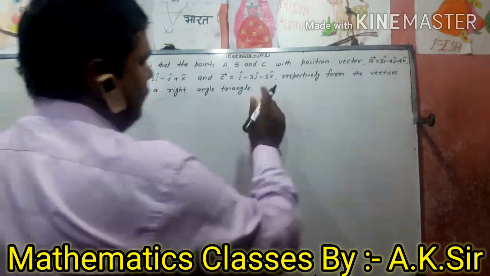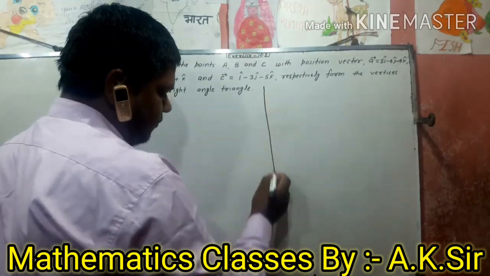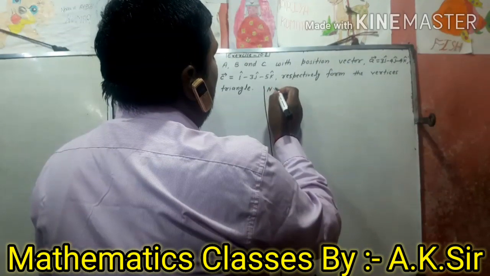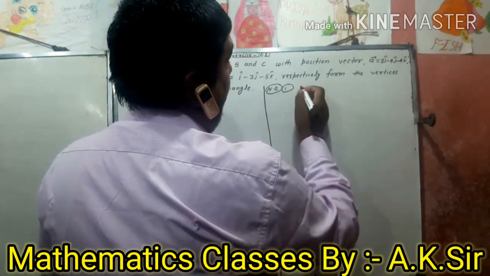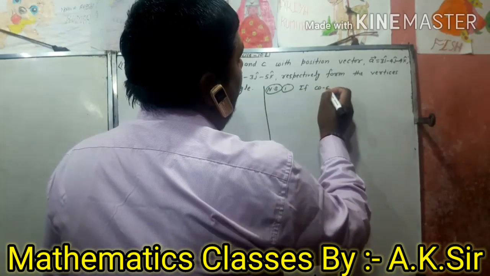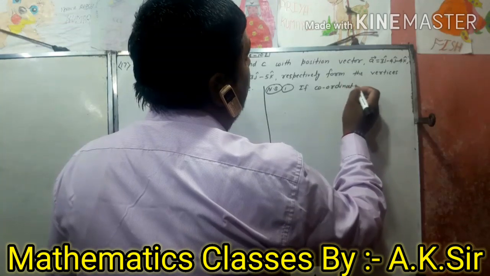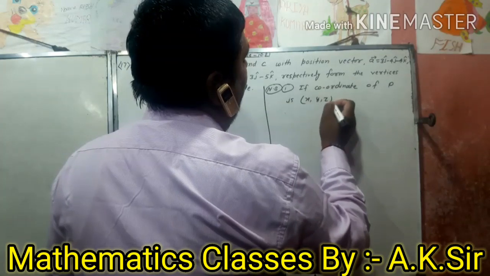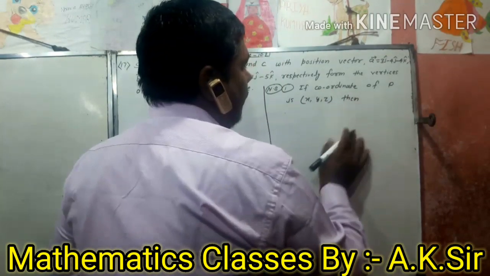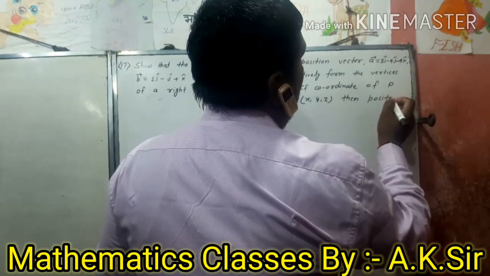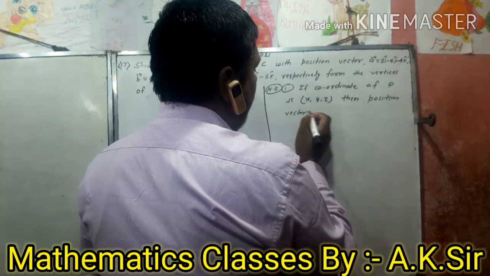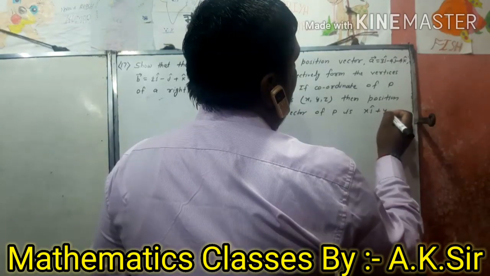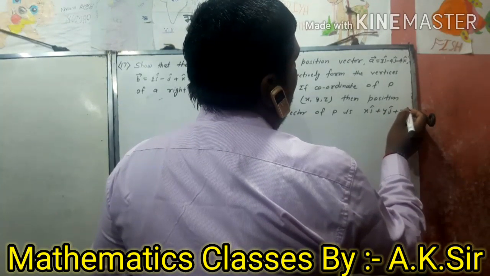First of all, we should know some notes. Note 1: if the coordinates of P are x, y, z, then the position vector of P is x i cap plus y j cap plus z k cap.